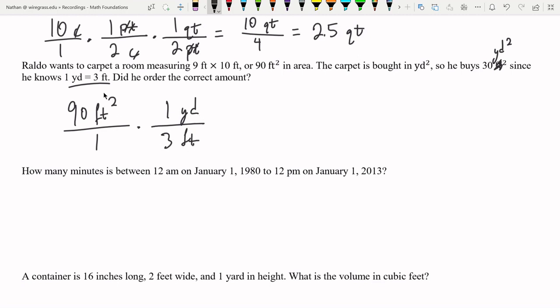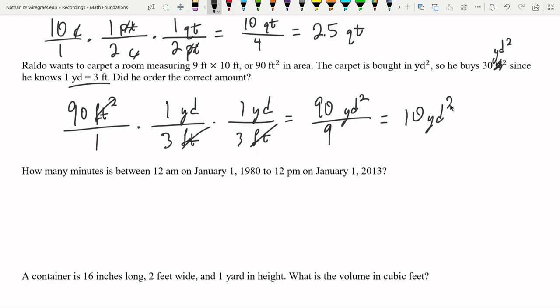That'll cancel one factor. I need 2 of them though, so I'm going to multiply it by 1 yard over 3 feet again. And now feet times feet is feet squared, so those will cancel. And we're left with yard times yard, which is yard squared, which is what we want. So we're going to have 90 yards squared on top, over 3 times 3 is 9 on bottom, which is going to be 10 yards squared.